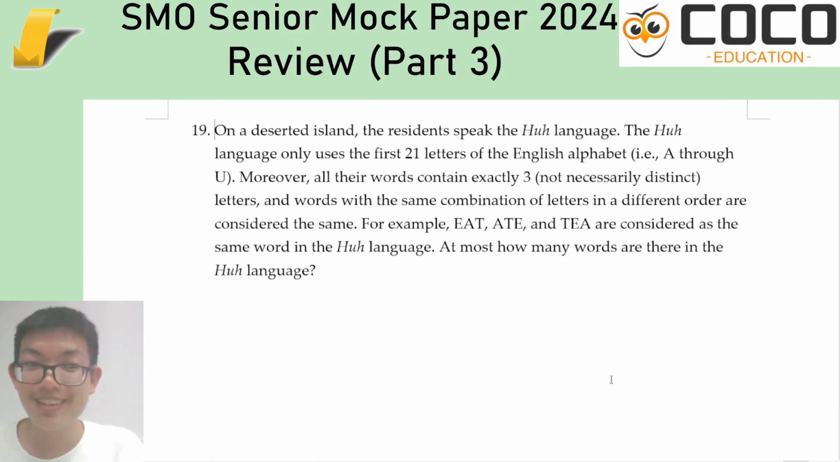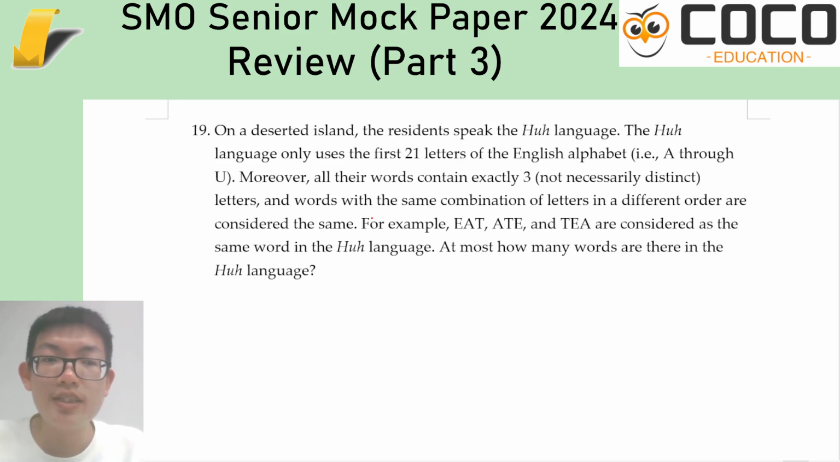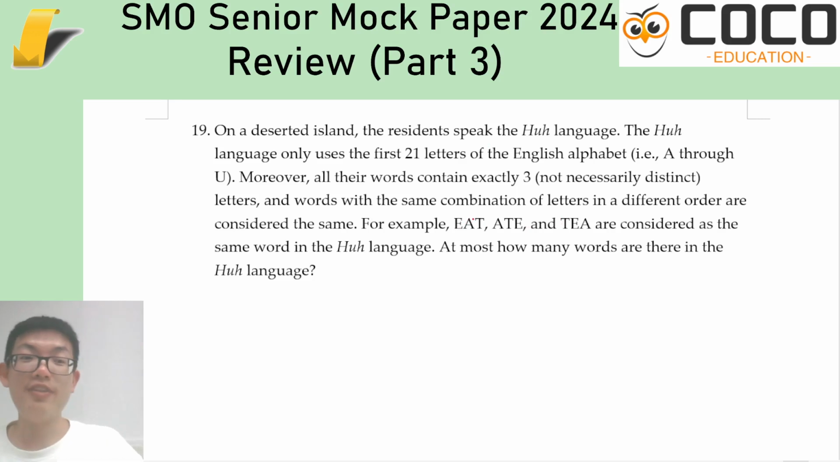Okay. Question 19. On a deserted island, the residents speak a language, and this language uses only 21 letters and 3 letters of each, and they only seem to worry about the 3 letters without worrying about order. Don't worry about the logic of this. The highlight of this question is that you're just picking 3 letters without worrying about spelling. That's great, right? So "eat" and "tea" are the same word because they have an E, an A and a T. So this would be a really nice language.